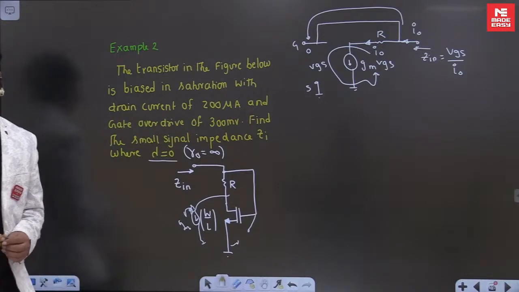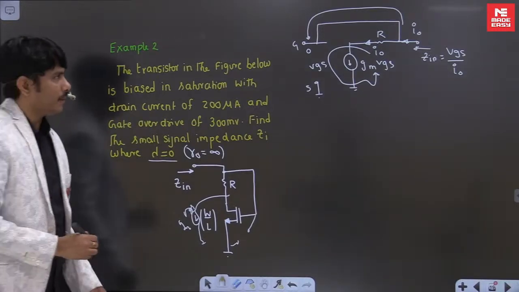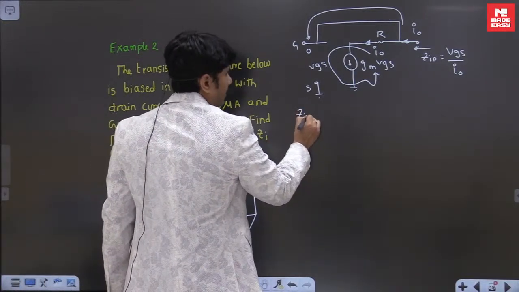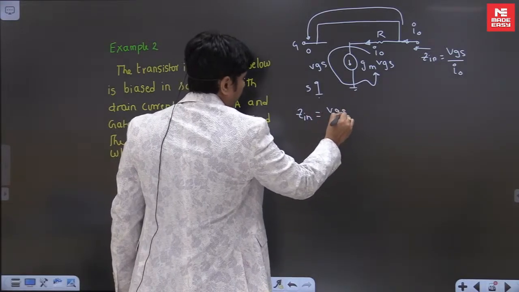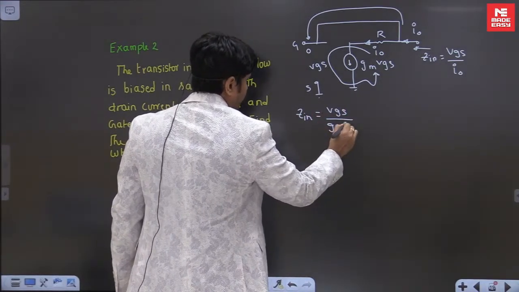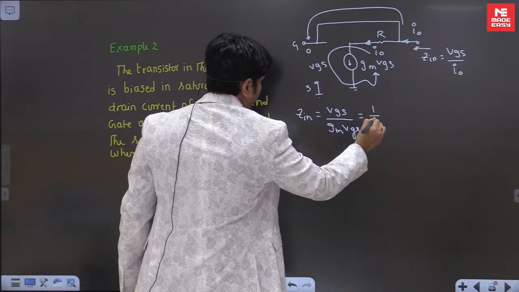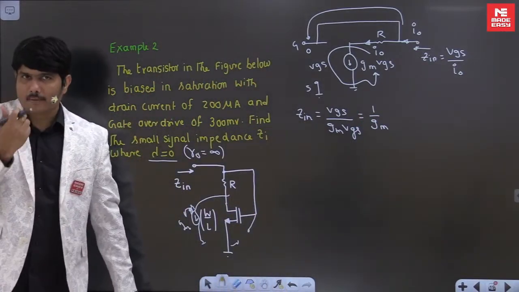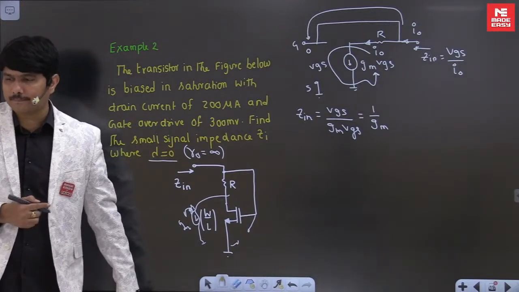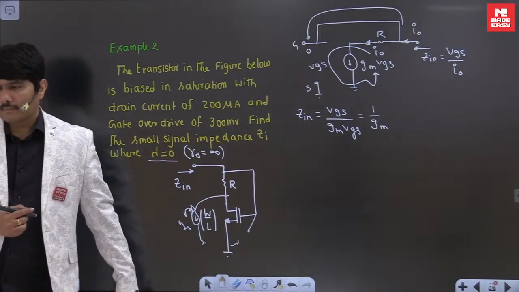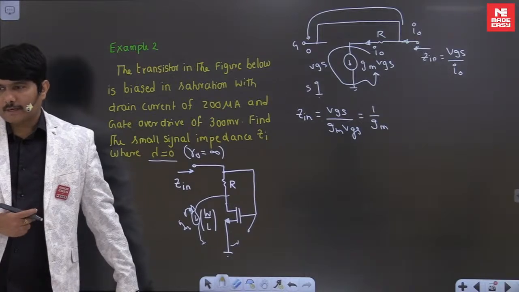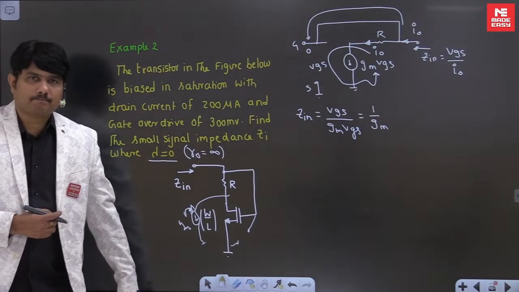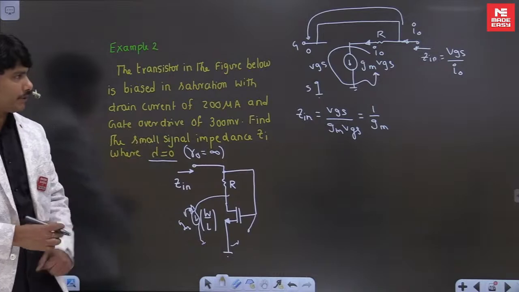So the concept is very simple. So finally the answer is very simple. It is VGS by gm into VGS. So the answer is 1 by gm. So like that I easily finished the ZIN value. But here the target is how to find gm in the question. 1 by gm, great. 1 by gm is the answer, perfect. But 1 by gm, how to solve?